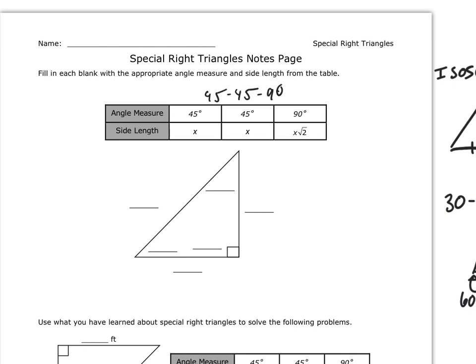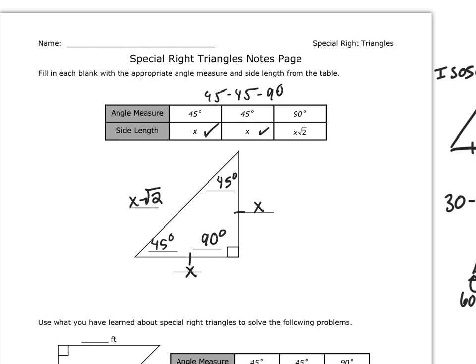And what we want to do here is just label this triangle. So I'm going to label this 45 degrees, and this 45 degrees, and this one's 90 degrees. Now, my 45 degree angles are going to be opposite of the legs, and those legs have the same length. In this case, we're going to use x for both of those legs. The 90 degree angle will be opposite of the hypotenuse. So we've done these. The last side, the hypotenuse, is going to be x times the square root of 2.